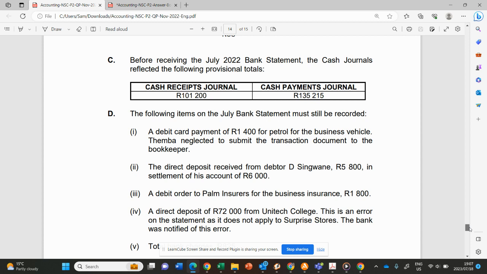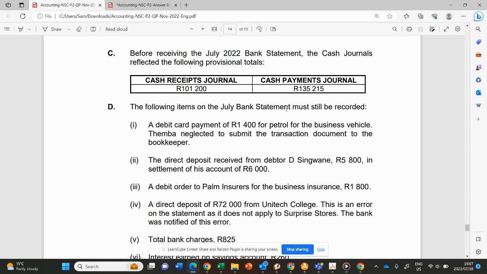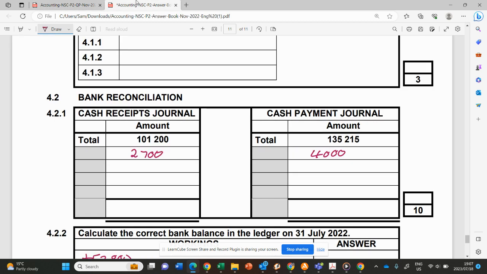Information D. These are the following items on the bank statement that must still be recorded. Meaning these are in the bank statement, we don't have them on our cash journals, so we need to update the cash journals. The first transaction was a debit card payment of 1,400 for petrol for the business vehicle. The owner neglected to submit the transaction to the bookkeeper. That's the reason why the bookkeeper did not record this. So now we need to record it on the CPJ as 1,400.